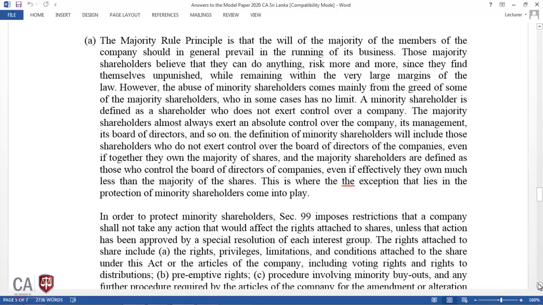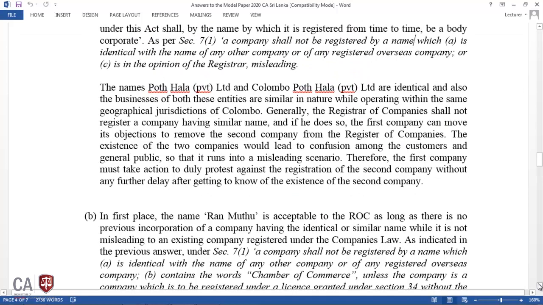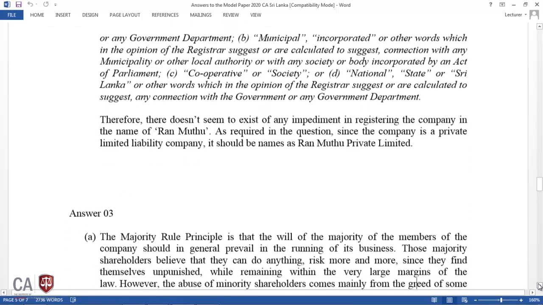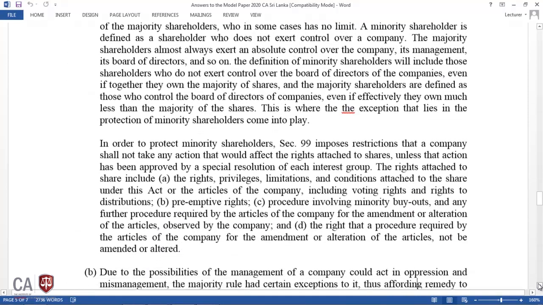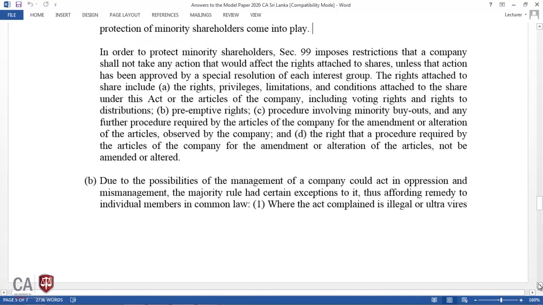In order to protect minority shareholders, Section 99 of the Companies Act imposes restrictions that companies shall not take any action that would affect the rights attached to shares, unless that action has been approved by a special resolution of each interest group. The rights attached to shares include the rights, privileges, limitations and conditions attached to the share under this Act or the articles of the company, including voting rights and rights to distribution.